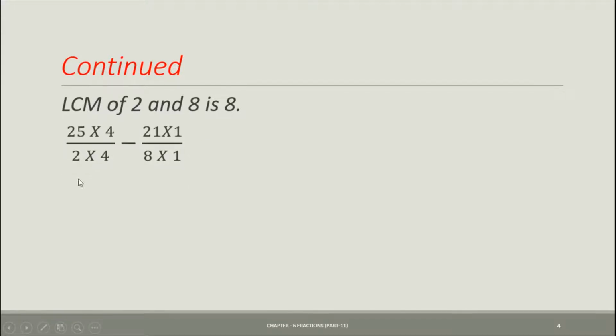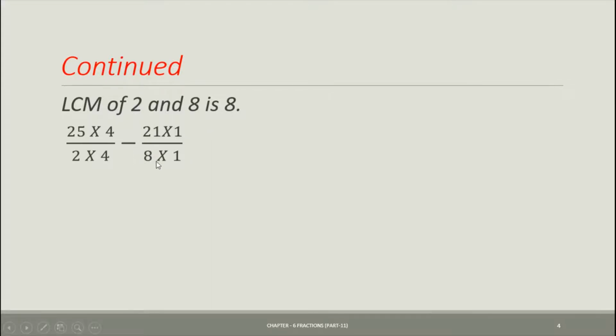Now scholars, you have to think that with what number you will multiply 2 so that you get an LCM. Here we have 8. So we'll multiply 2 with 4, we'll get 8. Since we are multiplying the denominator with 4, we have to multiply the numerator also with 4 to get an equivalent fraction. So we'll multiply numerator and denominator with 4. Okay, now minus, we'll take the second fraction, that is 21 by 8.